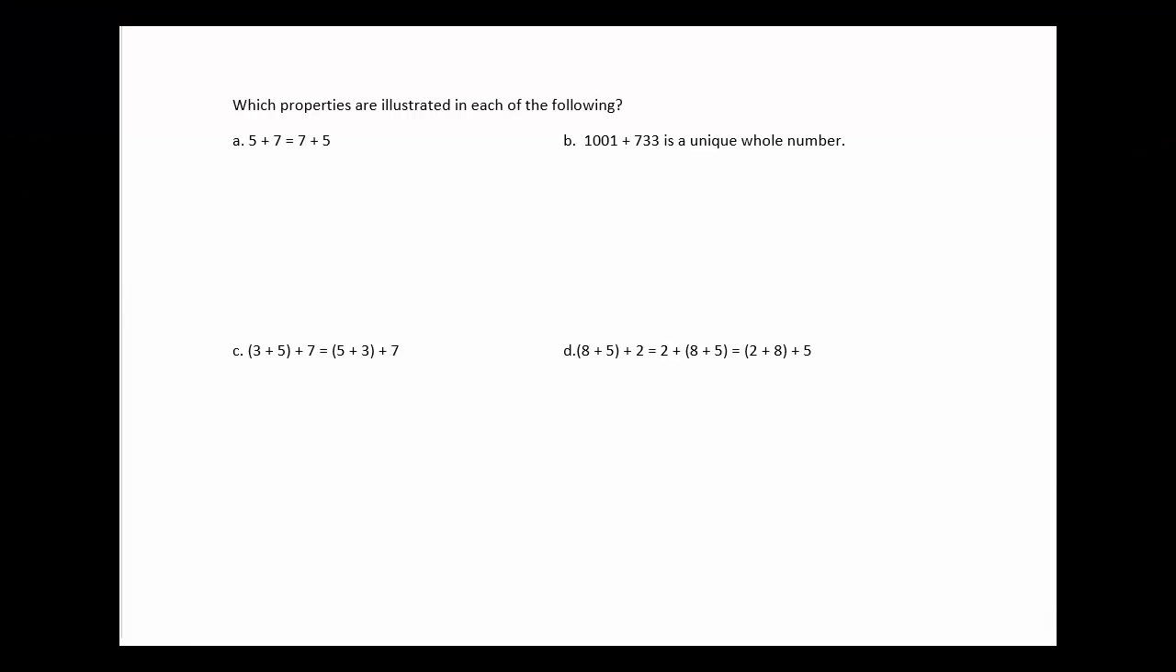Let's do a little bit of practice on these properties and identifying which one we're staring at. So let's start with something like 5 plus 7 equals 7 plus 5. Which of the properties did we just talk about that we're looking at? This is in fact the commutative property. Sorry, of addition. There are other commutative properties out there, so we want to specify that we are dealing with addition. Statement B, if I take 1001 and add it to 733, I'm going to get a unique whole number. That's an illustration of the closure property of addition.